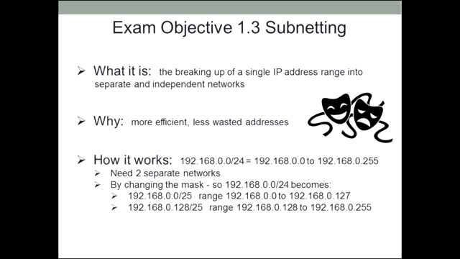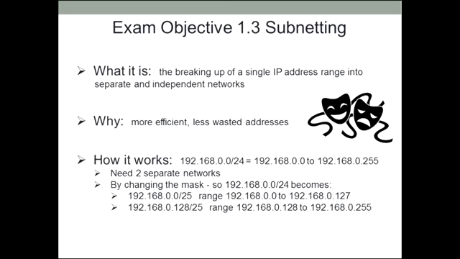So here we go. How does it work? So you have a 192.168.0.0 network /24 CIDR, and you want 2 networks. Well, currently your address range is 192.168.0.0 through 192.168.0.255. And now you need 2 separate networks. So what you do is you change the subnet mask.